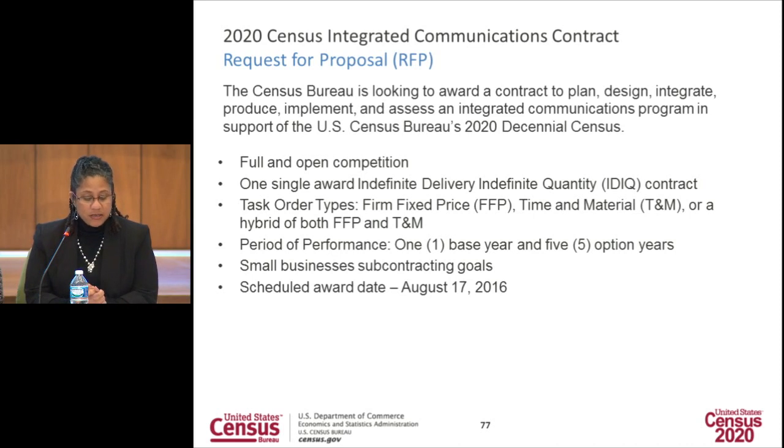The 2020 Census Integrated Communications Contract Request for Proposal, or RFP, was issued on January 21st, just last week. We are looking at a full and open competition. The period of performance would be 1 base year plus 5 option years, taking us into 2022. We have very aggressive small business goals. It includes small business subcontracting goals, which are in alignment with the Department of Commerce small business contracting goals.